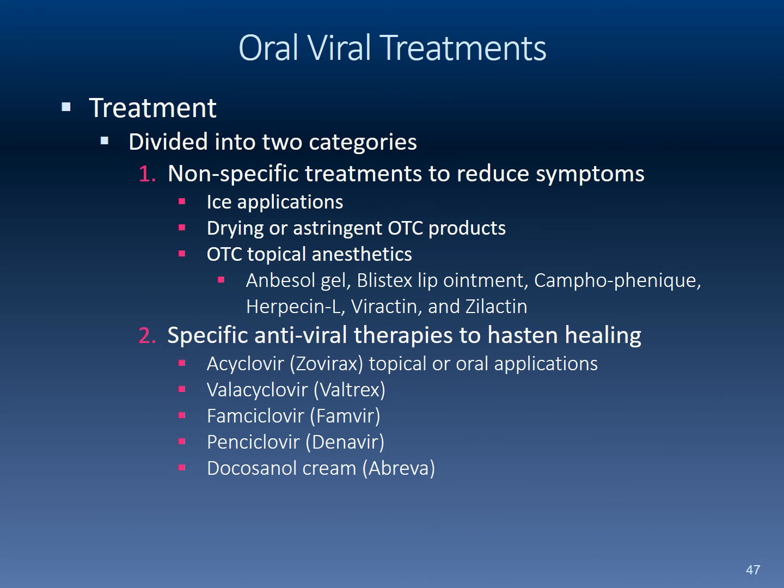Oral viral treatment is divided into 2 categories. One is to reduce the symptoms by making the patient comfortable and offering over-the-counter products. The other one is specific to antiviral therapies that hasten healing. Below is the list of a few of the medications that are used.